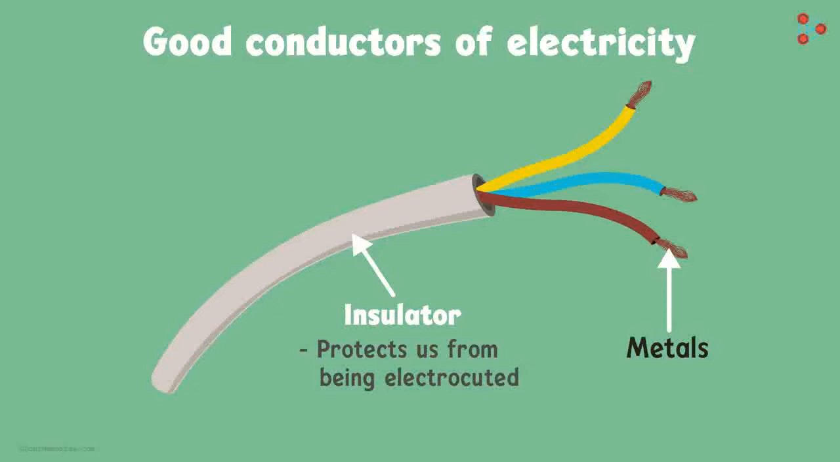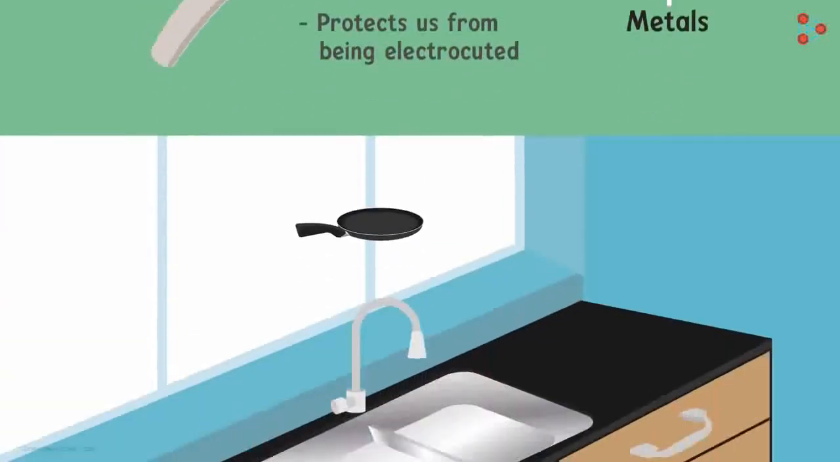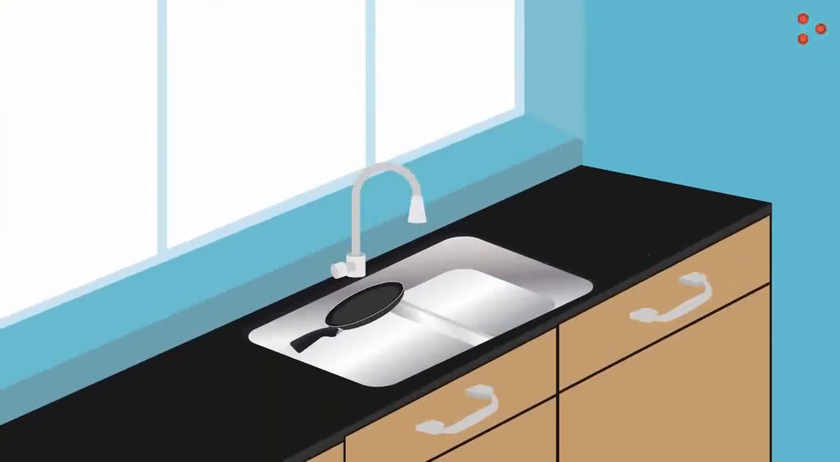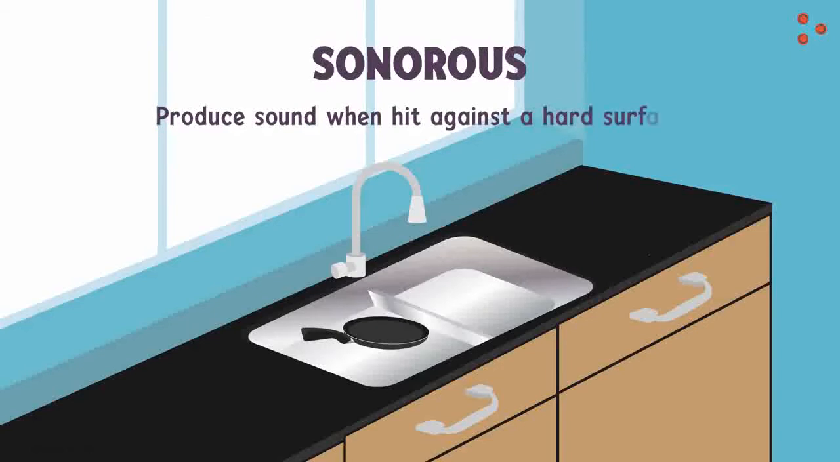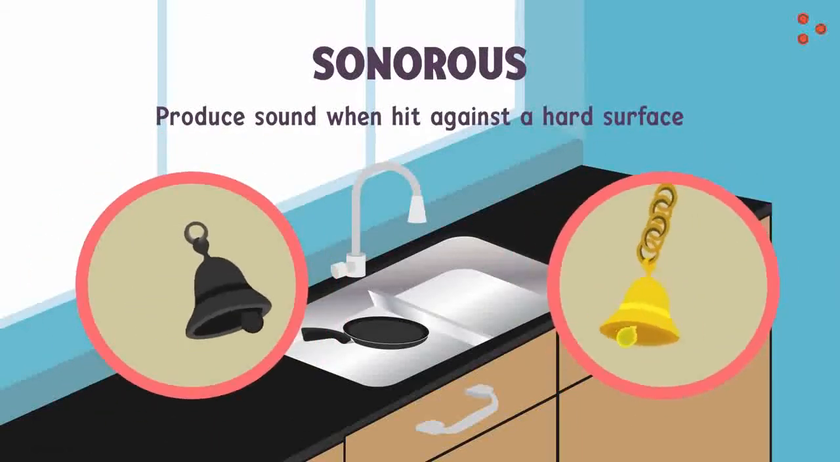Do you know any other property of metals? What happens when we strike a metal on a hard surface? Like utensils banging against the sink. Can you hear a sound produced by metal? Yes, this is another property of metals. We can call metals sonorous, meaning they produce sound when hit against a hard surface. No doubt, school bells, church bells, or the bells in a temple are made up of metals.